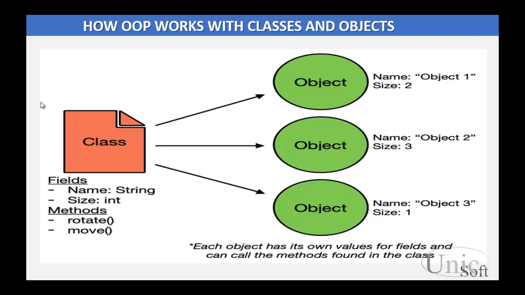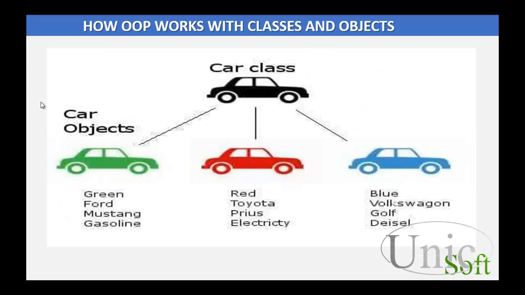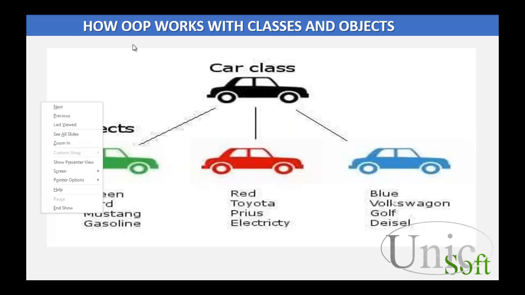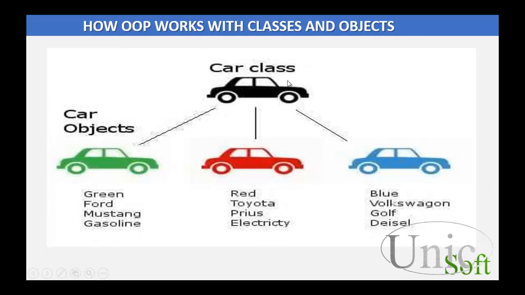Let's see another example or another instance of object-oriented programming. In this case, we have a class defined called car. Then we can use this class as a blueprint. We follow the architecture of this class and we begin to make other objects from this class. Then we can make a green car. The type can be Ford. We can make the fuel to be gasoline, based on the properties that were defined in this class.